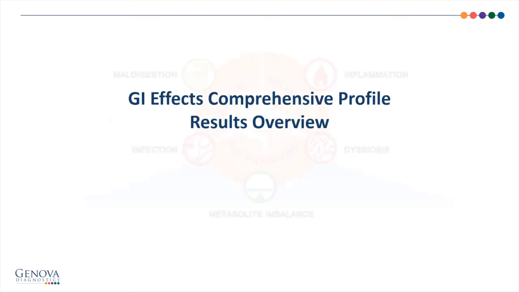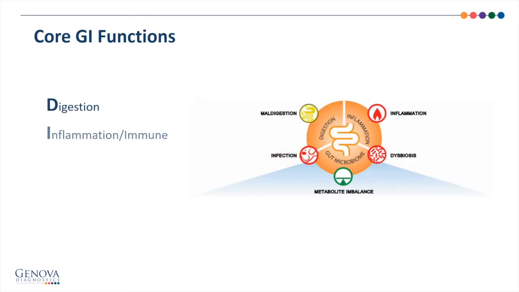So let's briefly go over what the GI Effects comprehensive profile looks like. Right on the front page of the GI Effects Comprehensive, we have broken down these core functions. And what we've done is try to understand what are the main roles of the GI tract. We're thinking about, in general, this DIG concept: digestion, inflammation, and immune response, and then furthermore, the gut microbiome.